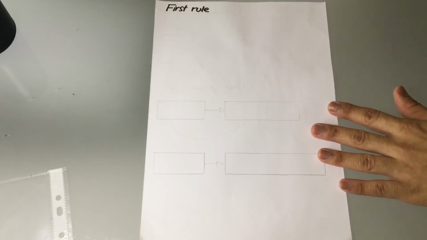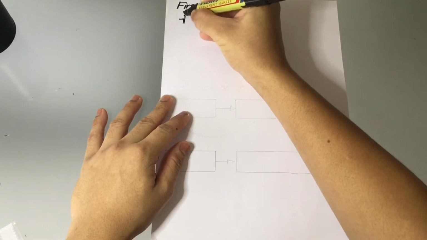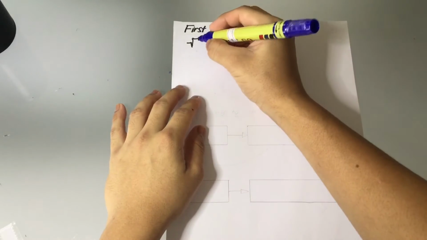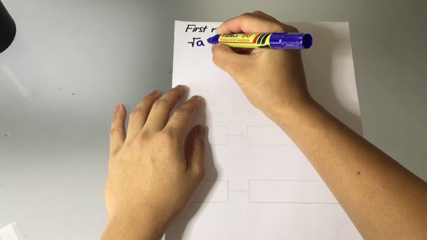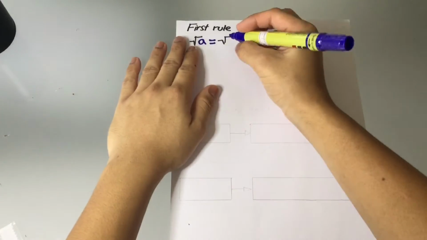Now we're going to start with the first rule, demonstrating with square root a. Let's just say square root a equals square root 2, right here.